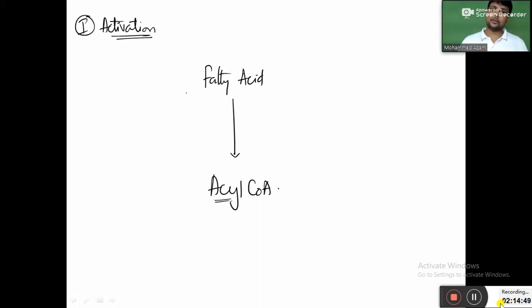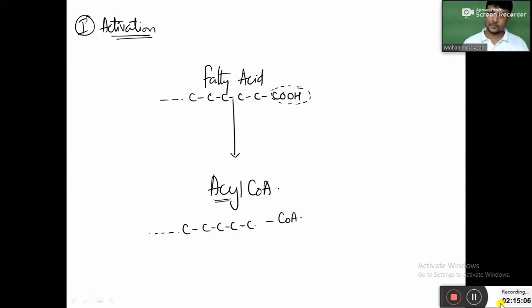Now what is the difference? Remember, fatty acid will be a long chain of carbons attached to carboxylic acid. And in this, what is going to happen during activation? In the place of carboxylic acid, there will be attachment of CoA. So therefore the long chain of carbon will remain as it is.